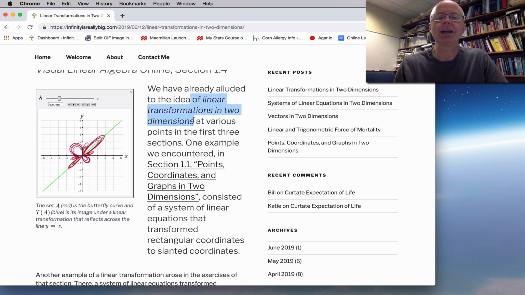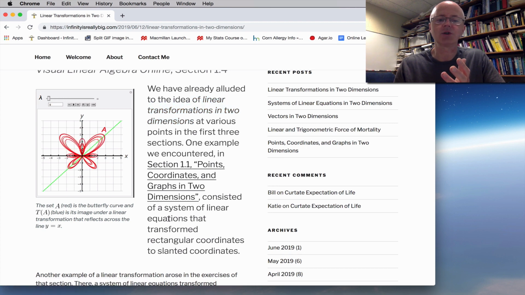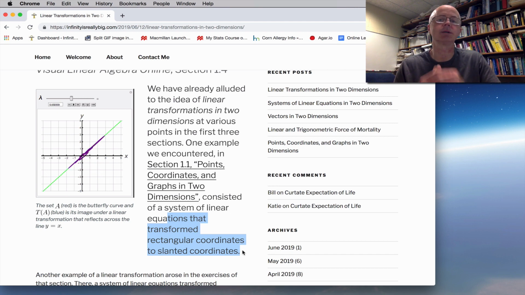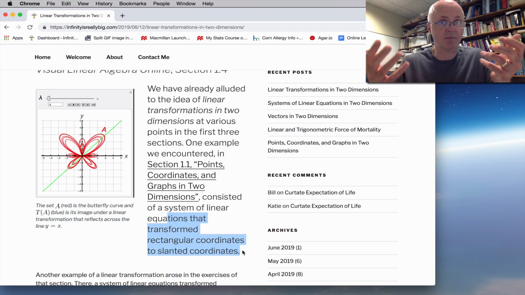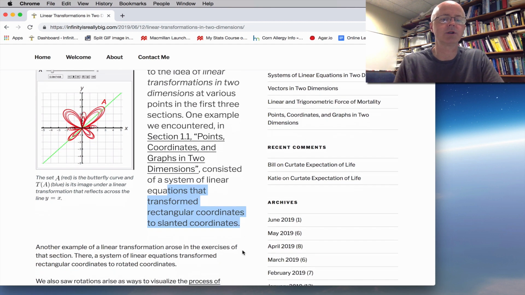I've already alluded to the idea of linear transformations in two dimensions before in my book. In the very first section, 1.1, Points, Coordinates, and Graphs in Two Dimensions, I talked about that linear transformations can transform, for example, rectangular coordinates into slanted coordinate systems. And I said that was part of a big purpose of linear algebra. This idea of a linear transformation is related to that. It's related to coordinate changes.